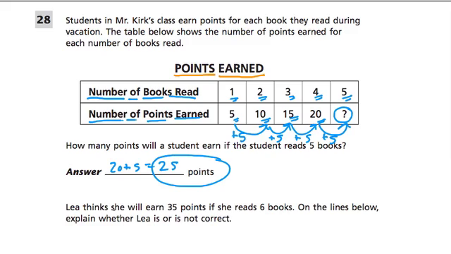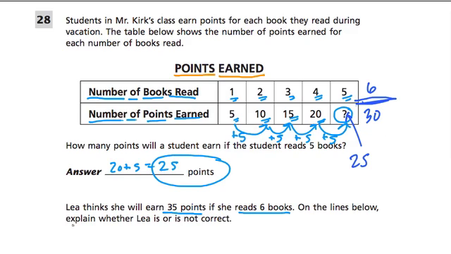Here it says Leah thinks she will earn 35 points if she reads 6 books. On the lines below, explain whether Leah is correct or not. Well, let's just extend this table and see if that works, right? Because we're going up by 5 points every time. So here in this spot, we have 25 points. So if we go up 5 points here, you should get 30 points.